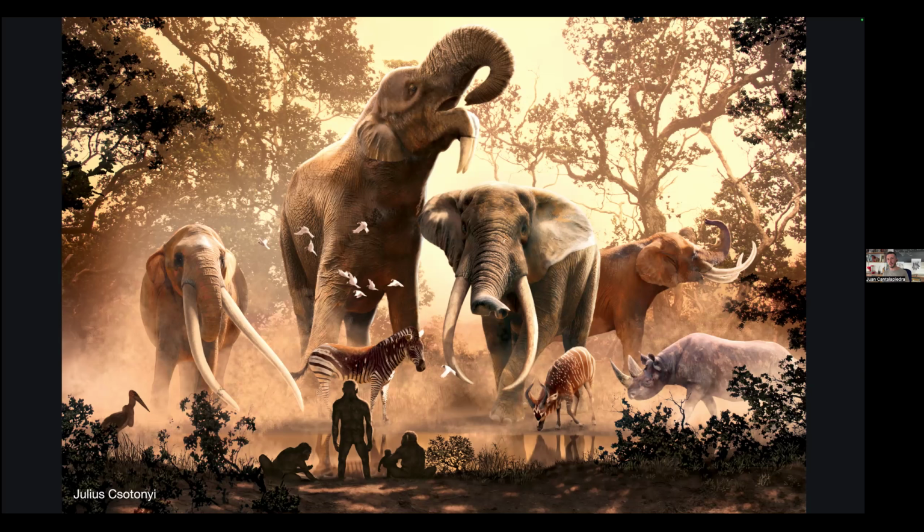And this is a beautiful picture that Julius Sotoni put together for a press release a few years ago for another paper, where we have Turkana around 3 million years ago, and you have this Australopithecus in the middle of this beautiful party of huge things. So we wanted to really look at the decline of megaherbivores in Africa and try to grasp its timing and the factors that drove this decline.